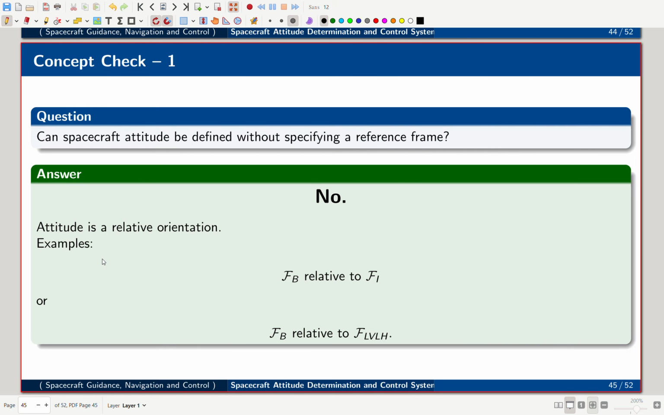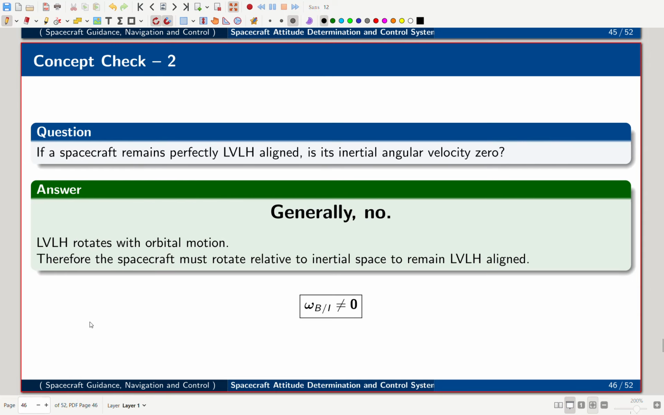So the first check question: can spacecraft attitude be defined without specifying a reference frame? No. Only by specifying a reference frame can we define the spacecraft attitude. So attitude is a relative orientation. For example, the body frame relative to the inertial frame, or the body frame relative to the local vertical, local horizontal frame.